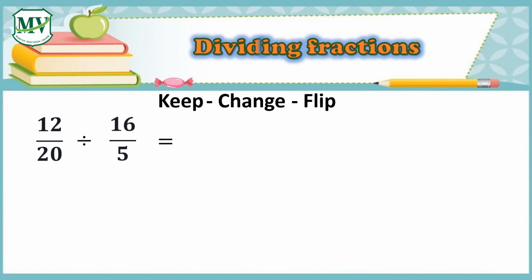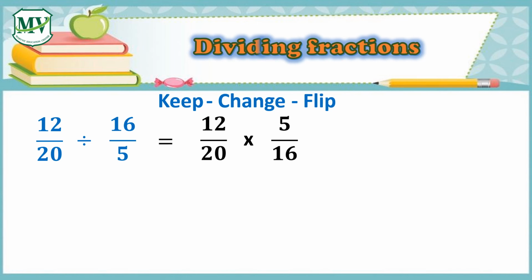Keep, change, and flip. We need to keep the first fraction the same, 12 over 20. We need to change the division sign to multiplication sign. And we need to flip the second fraction to get the reciprocal. So we have 5 over 16.